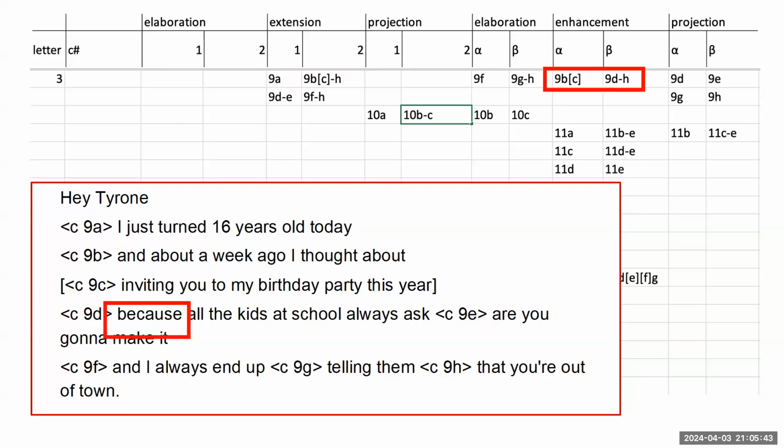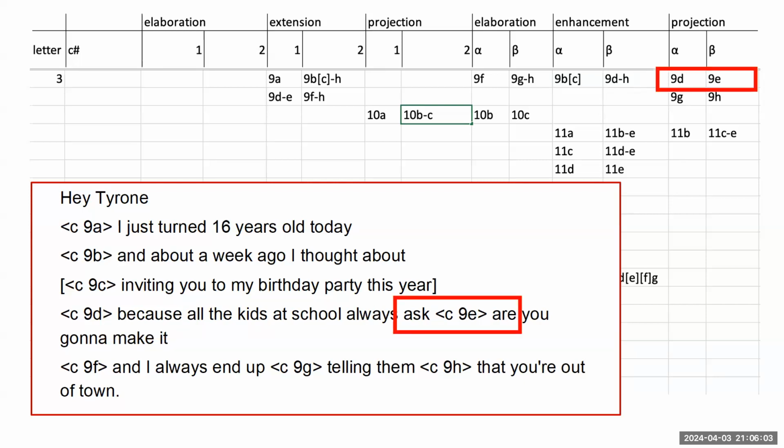The because, 9D, all right? So between B and C, about a week ago, I thought about inviting you to my birthday party this year, 9D, because, and then all the kids always ask, are you, et cetera, up through that. They ask, it's a projection, are you going to make it? All the kids at school always ask, are you going to make it?